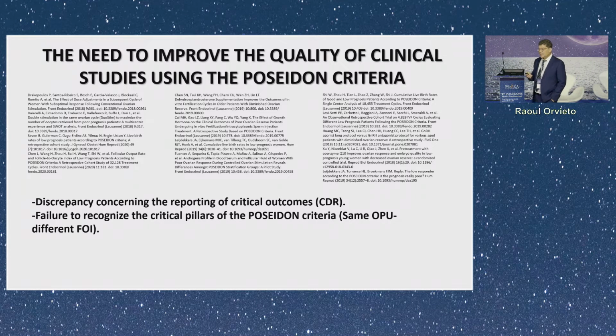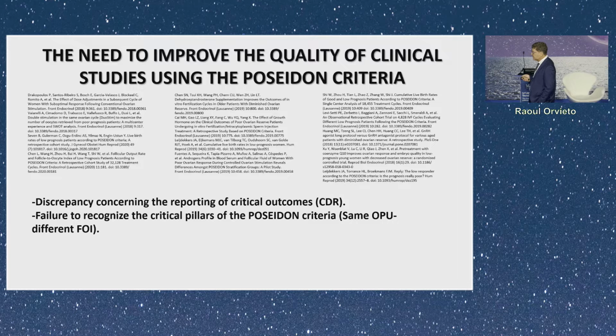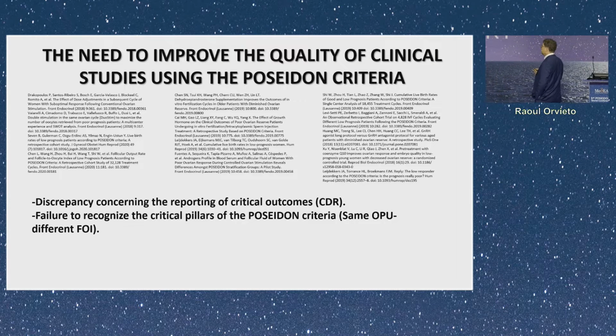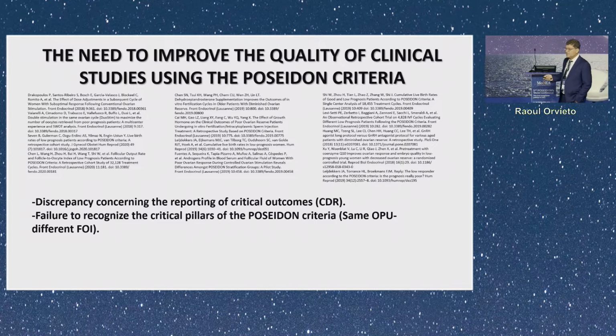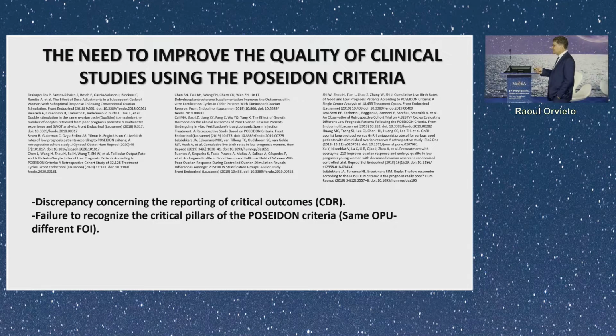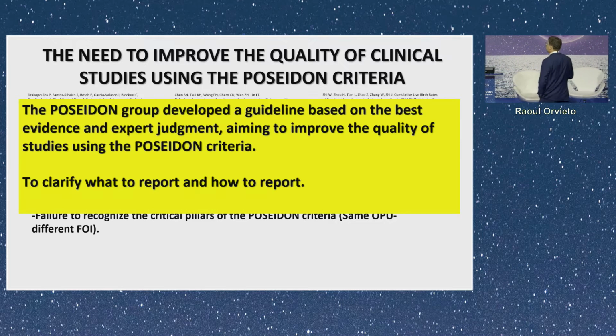And this limits the clinical utility of these studies, because if they are reporting differently and they fail to report the clinical pillars, there is a problem in how to utilize these studies' results clinically. One example is if you are reporting OPU and you are not reporting the FOI, how can you say that the intervention improved the outcome?